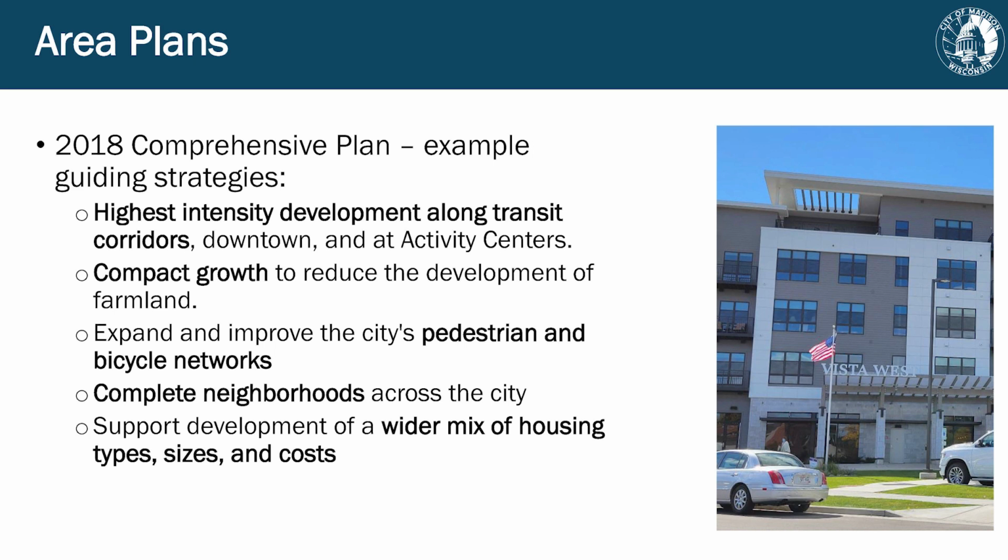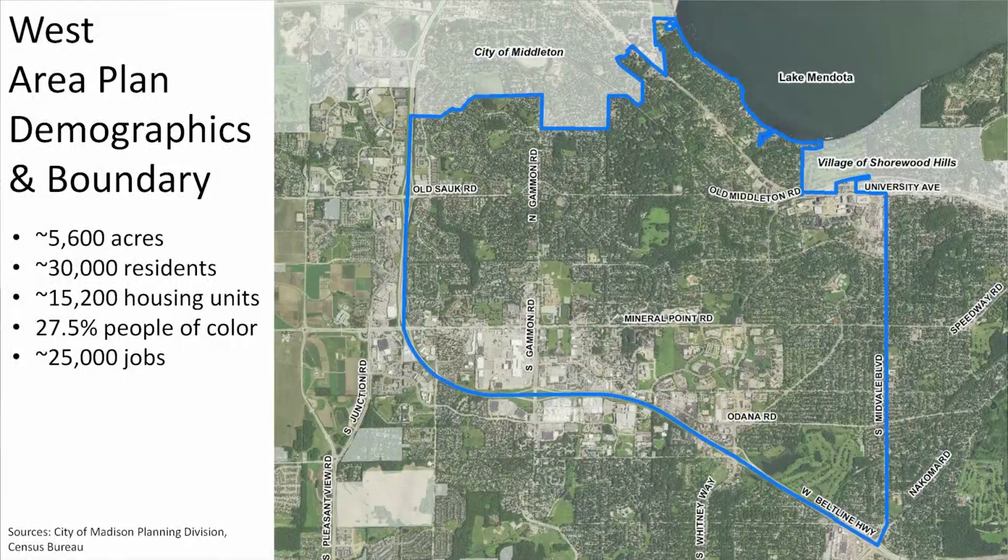So really zooming in on this west area, you can see the boundary outlined in the maps in the back and the board over there as well, but just showing it on the screen here. This is about 5,600 acres, so a pretty sizable area containing about 30,000 residents, which is roughly the size of the city of Fitchburg in terms of population. About 15,200 housing units, about 27.5% people of color in terms of the residents of the area, and contains about 25,000 jobs, so certainly a very big employment center, especially with all the businesses and employment that are in University Research Park, at Hilldale Mall, at West Town Mall, and the surrounding areas.